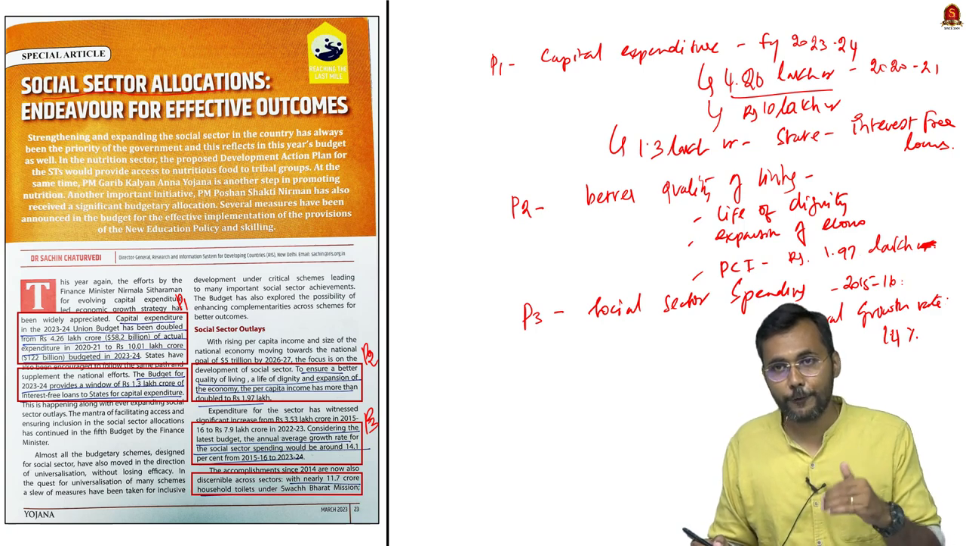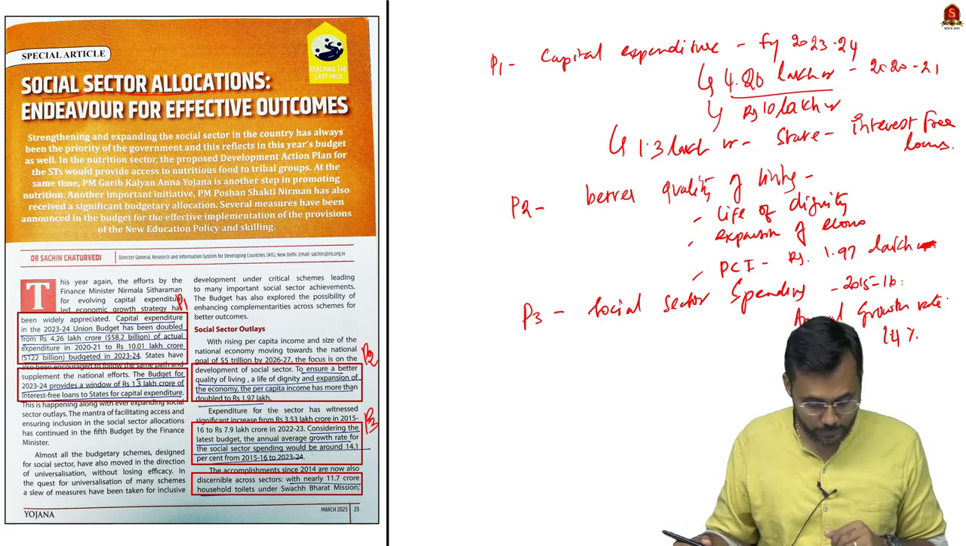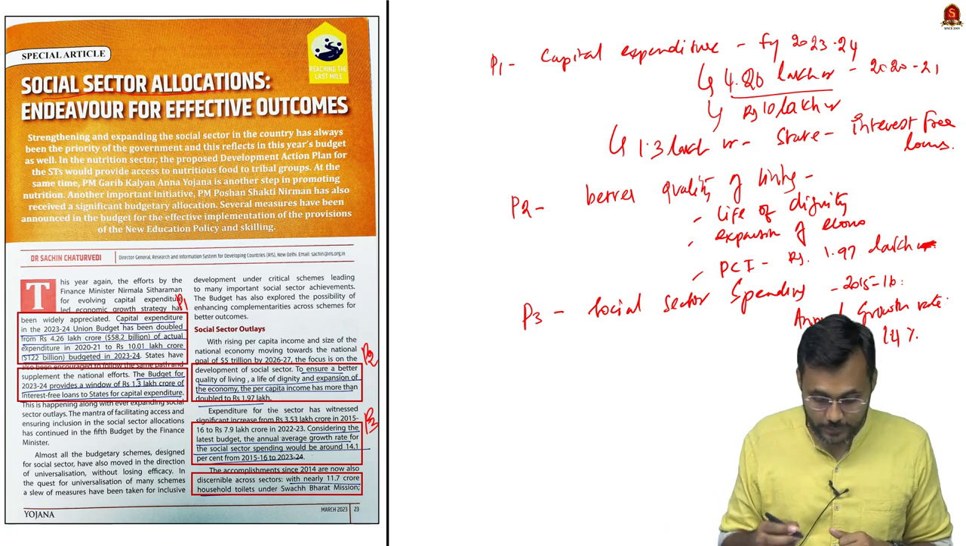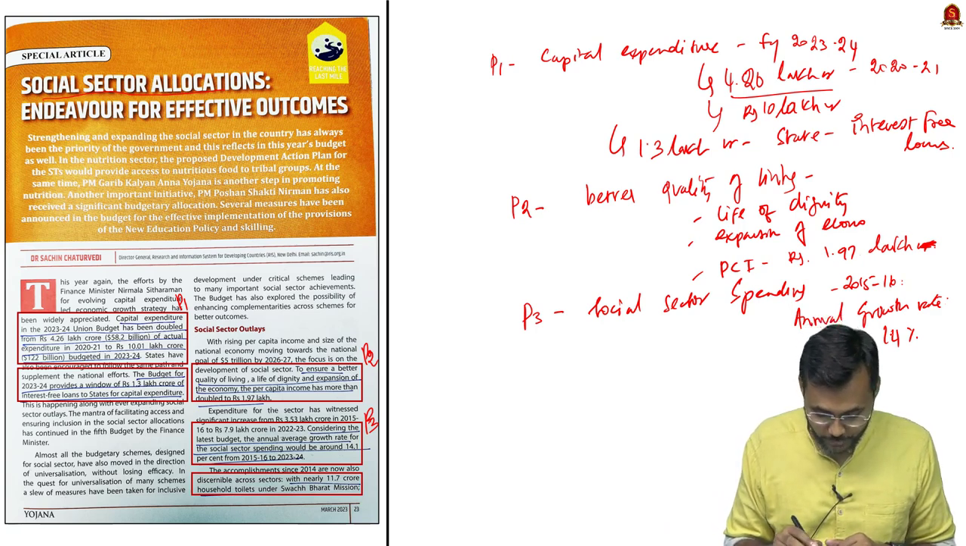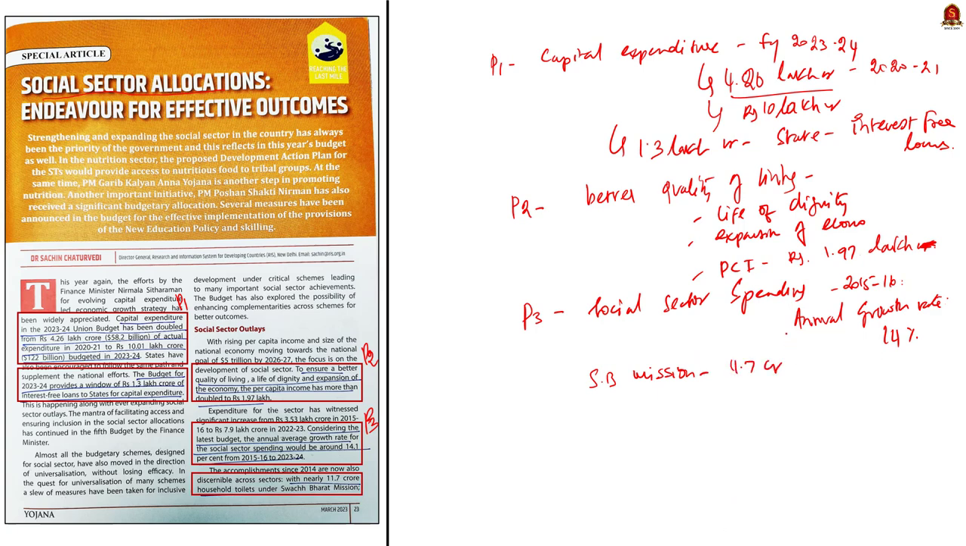After that, for this 114 rupees, another 14% will be funded out. This clearly shows the commitment of the government to focus on the social sector. That is given in paragraph 3. And to understand the aspect of social sector expenditures, in paragraph 3 also we can see that under Swachh Bharat Mission, these are some of the data. Under Swachh Bharat Mission, around 11 lakh crore household toilets are being constructed.